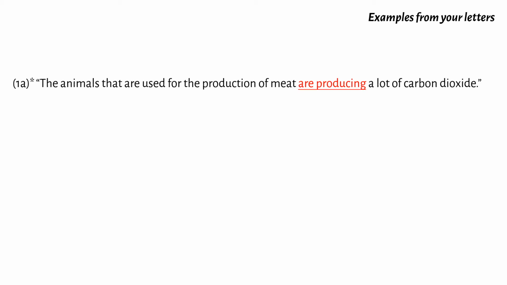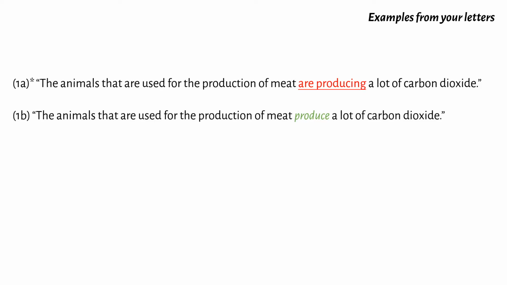So this is one that says, the animals that are used for the production of meat are producing a lot of carbon dioxide. Now, in essence, this is not an incorrect sentence, right? This sentence is not incorrect, because it is true that at the moment, while we're speaking, these animals produce carbon dioxide. But since we're not referring to one particular instance in which this happens, we don't use present continuous. We tend to use present simple.